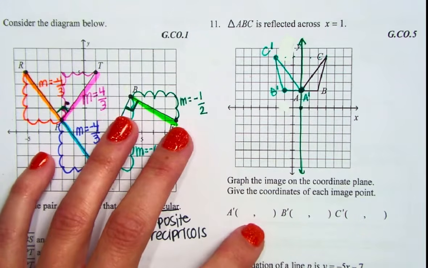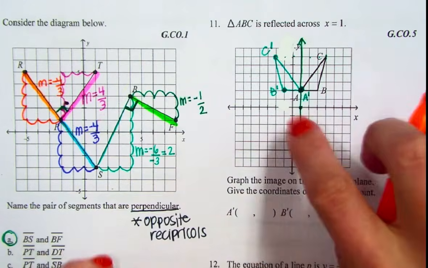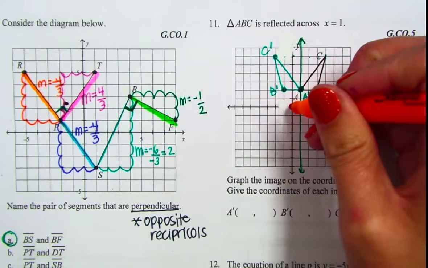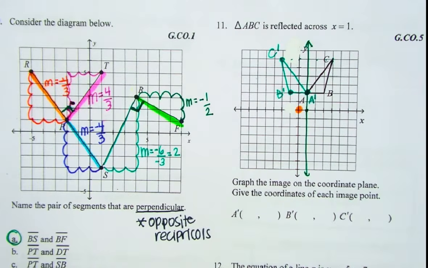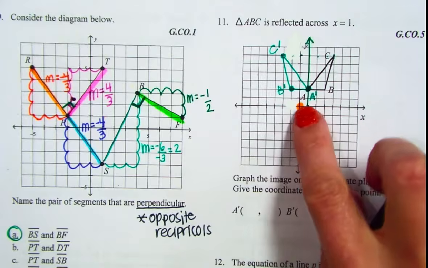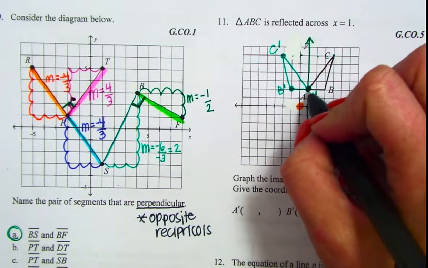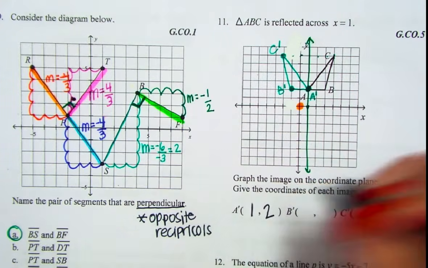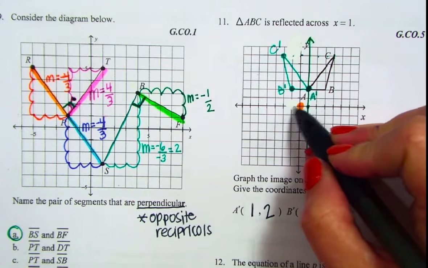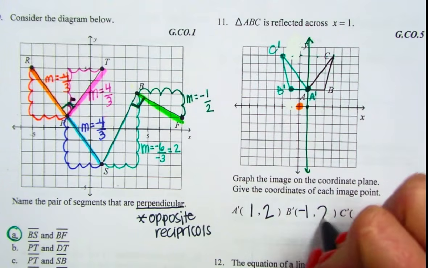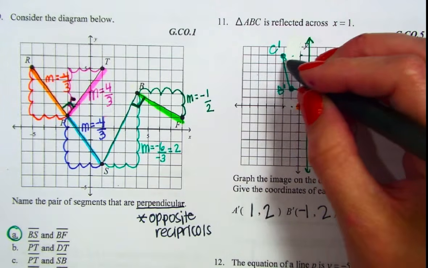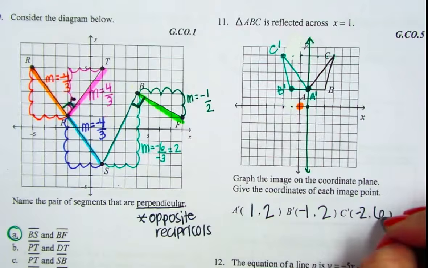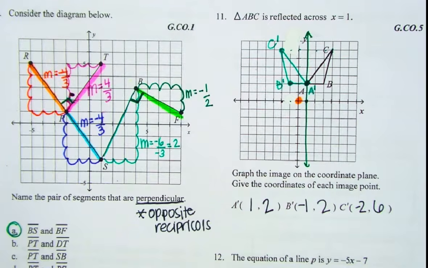So the mistake that people make when they write the coordinates is they use the line of reflection. When you write your coordinates, you always start at 0, 0. Start at your origin. So my ordered pair for A prime is at 1, 2. B prime is at -1, 2. And C prime is at -2, 6. So there's your coordinates for your image after the reflection.